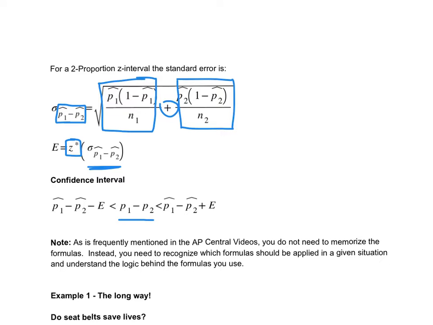And the difference between the two population proportions would fall between a low of the sample difference minus the margin of error, and the sample difference plus the margin of error. And we would say that we are blank percent confident that the true difference between these two population proportions falls within the interval of blank to blank.